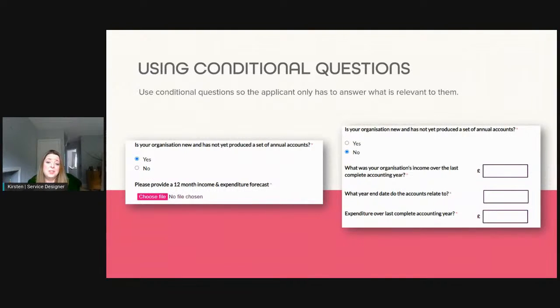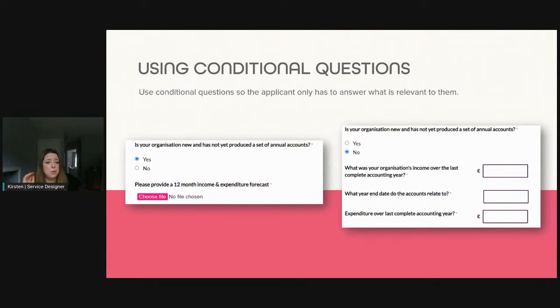Another thing you can do is to use conditional questions. This helps to avoid asking unnecessary questions to users that don't need to answer them. If you need certain pieces of information from only certain types of organisations, think about ways of not having to ask all applicants for it. For example, if you ask for information about annual accounts in an application and you're expecting both new and established organisations to apply, consider using a conditional question like in this example here, so that new organisations don't have to give information about accounts they don't have.